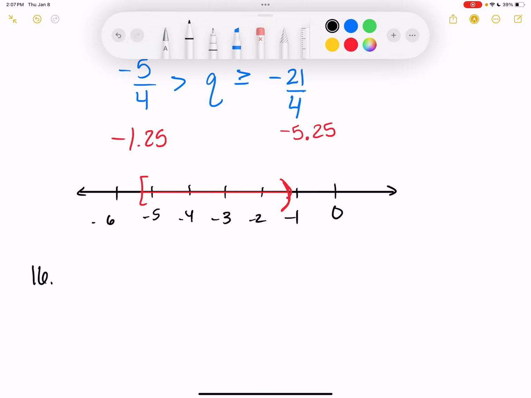16 is less than negative s minus 6 or 2s plus 5 is greater than or equal to 11.